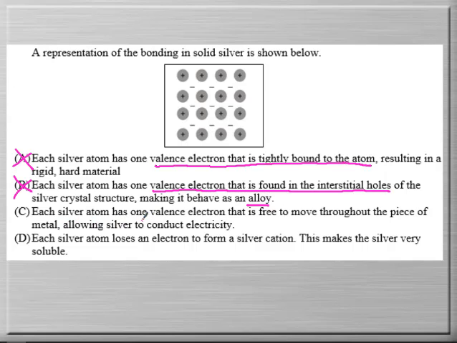Each silver has one valence electron that's free to move. This is why it can conduct electricity. Yes. And silver, very soluble, can't be right. Metals are not soluble.